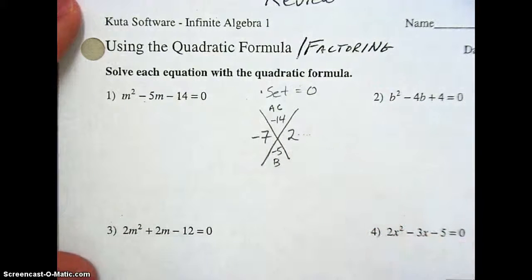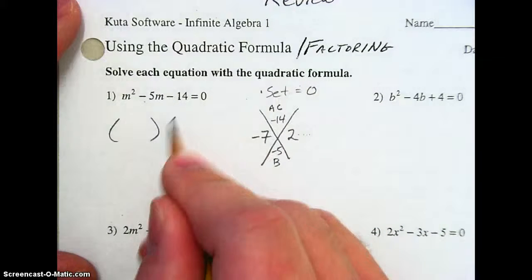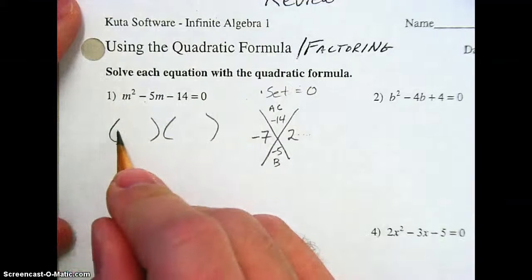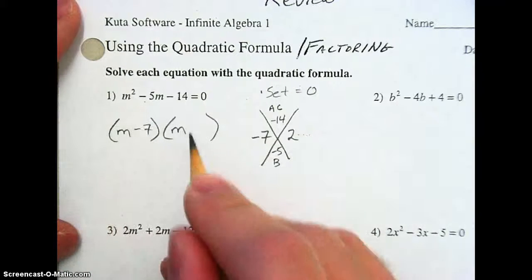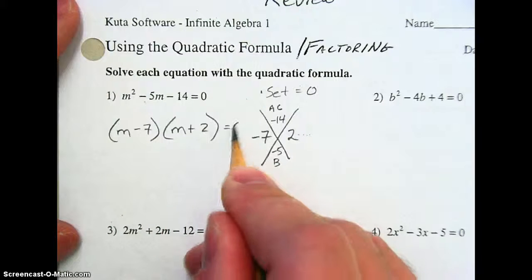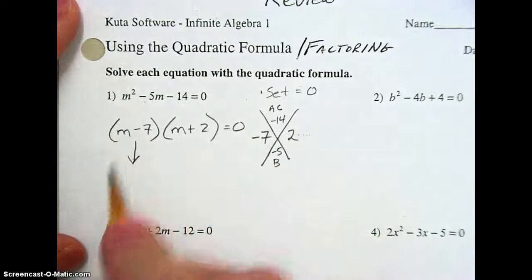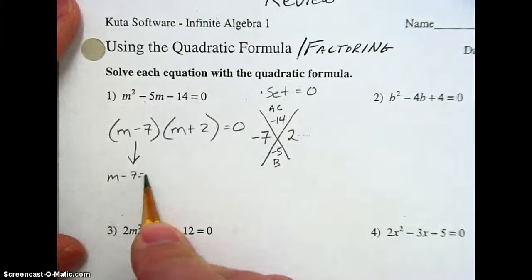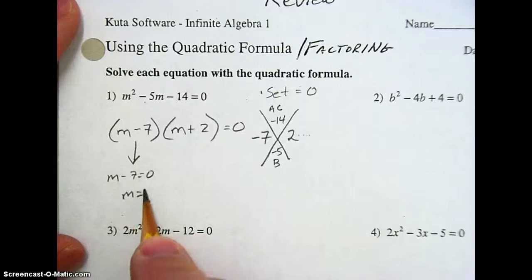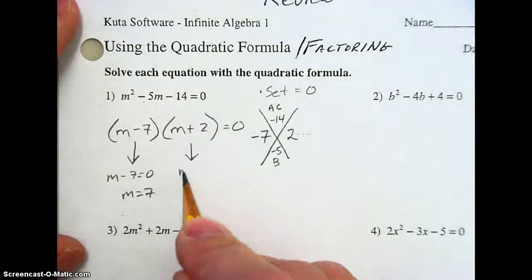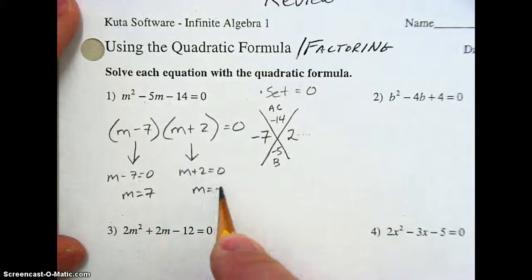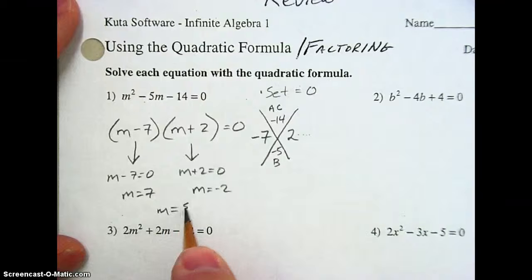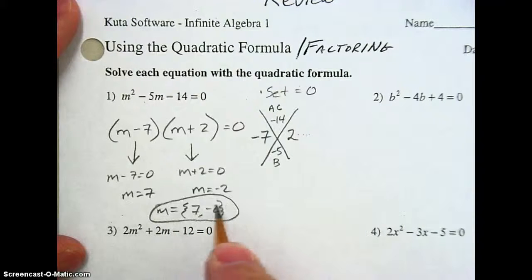Okay. Negative 7 and 2, and then we set up our parentheses, right? Indeed we do. This is m. This is m. Minus 7 and plus 2 equals 0. That part gives us m minus 7 equals 0. We set that equal to 0, so m has to be 7. And here, m plus 2 equals 0, so m has to be negative 2. So our solutions are 7 and negative 2. Good handwriting.